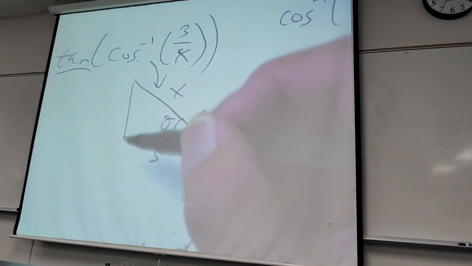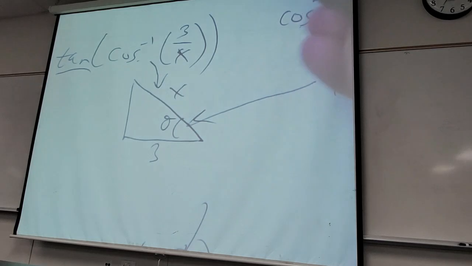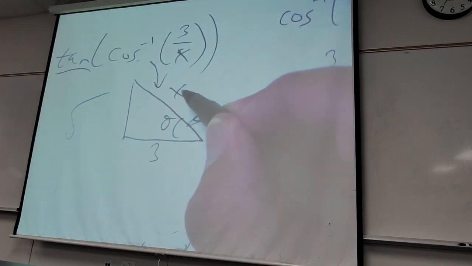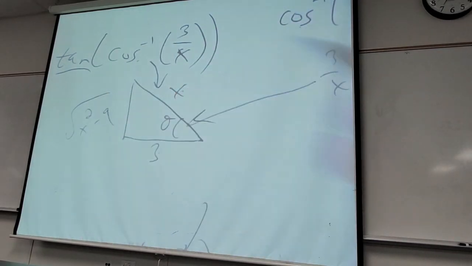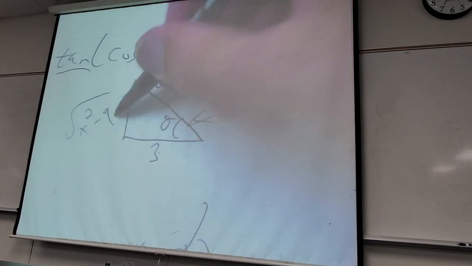Yeah, I need this side, right? And of course, how do I get that side? Old Greek do it again. So it'll be square root of x squared minus 9. And then the tangent would be square root of x squared minus 9 over 3.